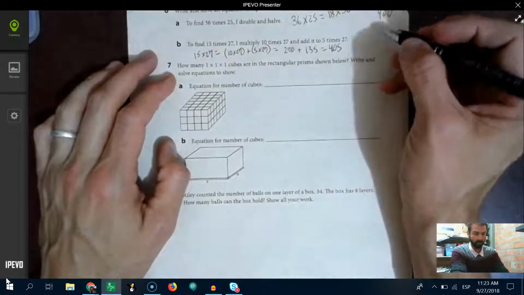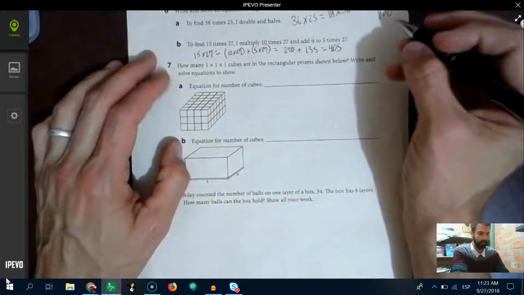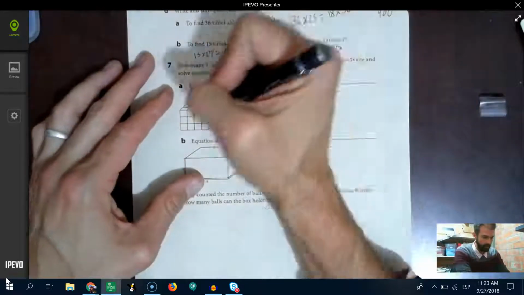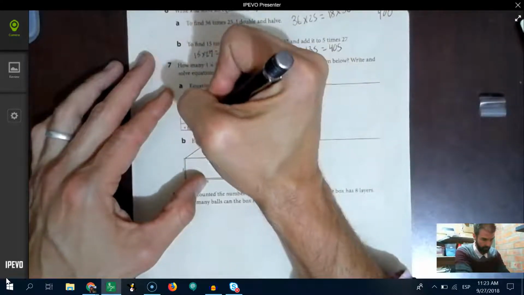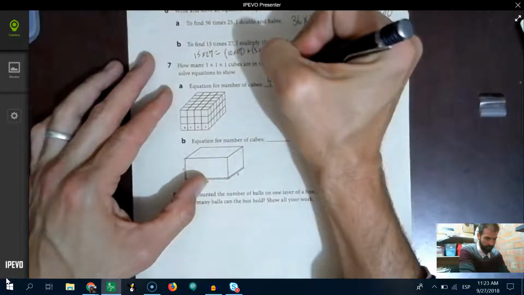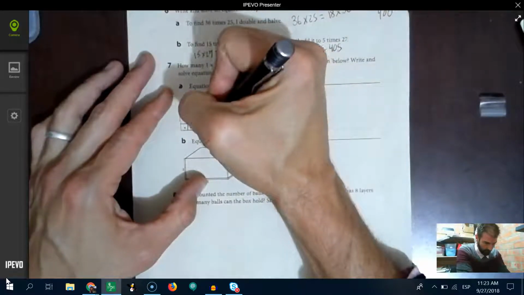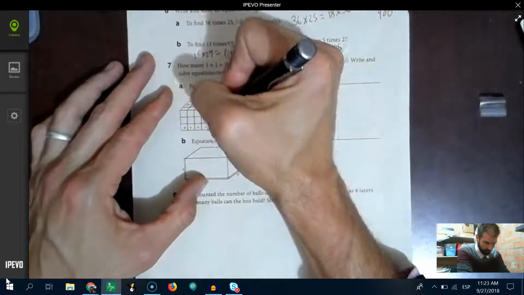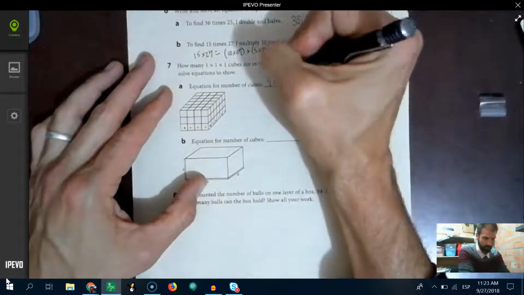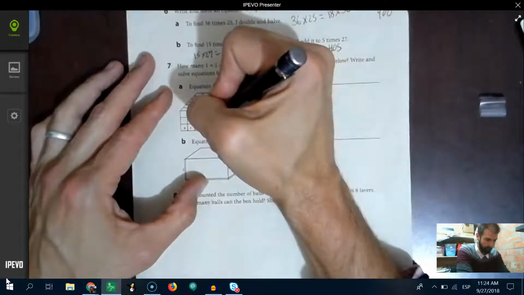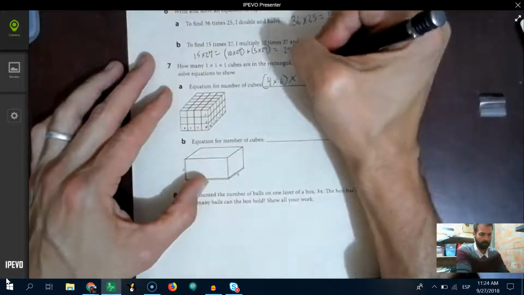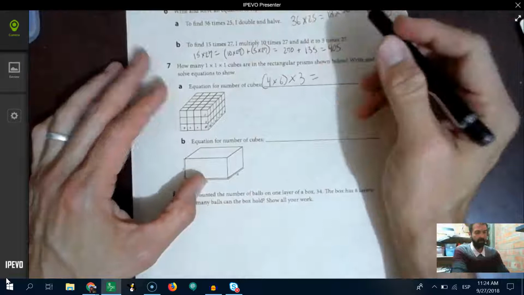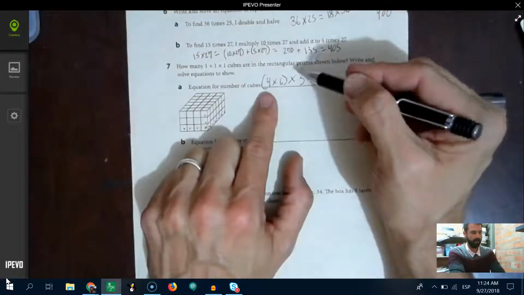Write and solve equations. I have to write the equation, I have to solve it. Equation for number of cubes. So this one I have to count. I have to count my width, 1, 2, 3, 4. I'm going to multiply that with my length here, 1, 2, 3, 4, 5, 6. That's my base, and I have to multiply by the height, 1, 2, 3. So that's going to be by 3.